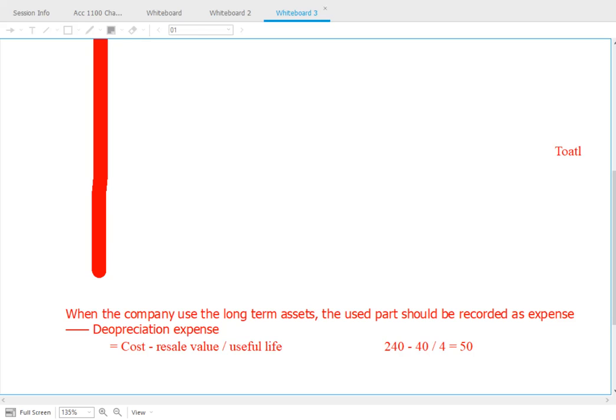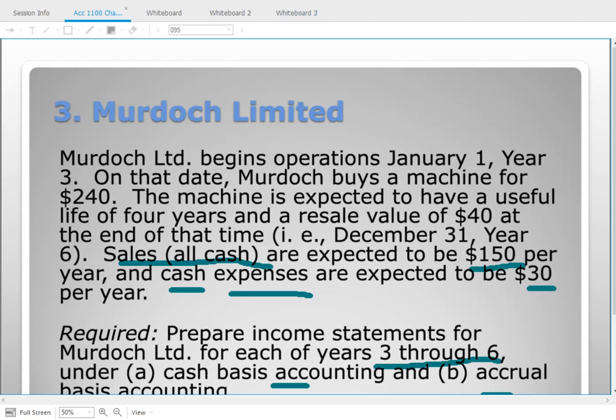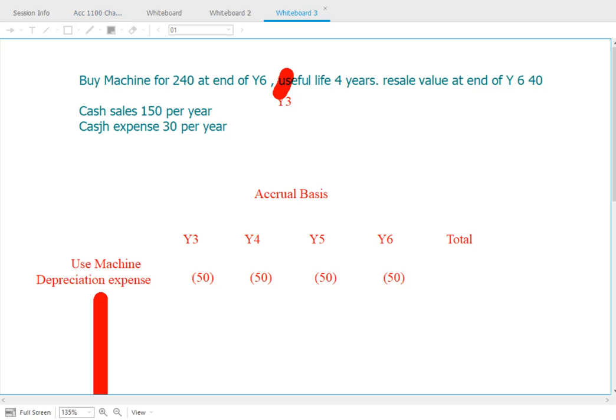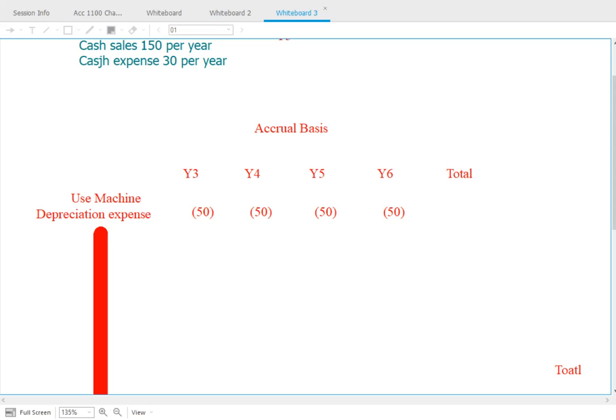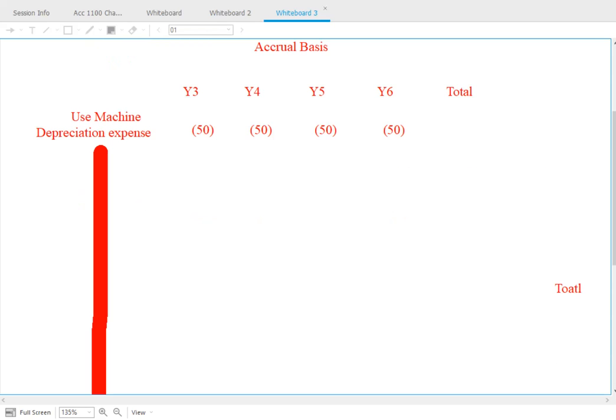It's mentioned in the question that the useful life of the machine is 4 years, Martin. So if you go back to the question, the machine is expected to have a useful life of 4 years. That's why we divided by 4. Yes, Noah, it's 240 minus 40 divided by 4. If it is by months, we're going to multiply the number of years by 12. If the depreciation expense is per month, then I will divide by the number of months. So you're going to multiply the 4 by 12 months.